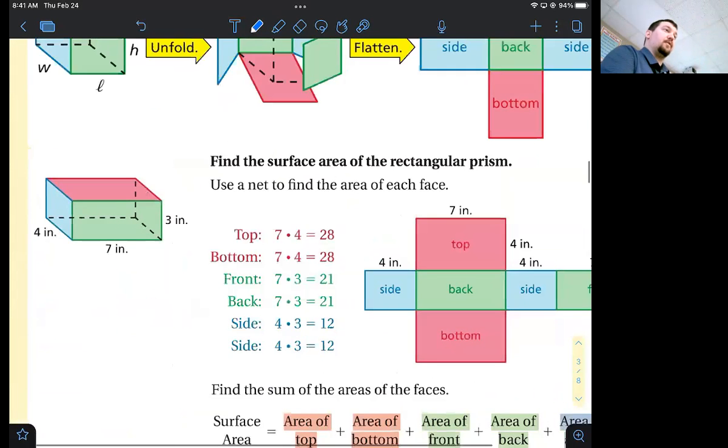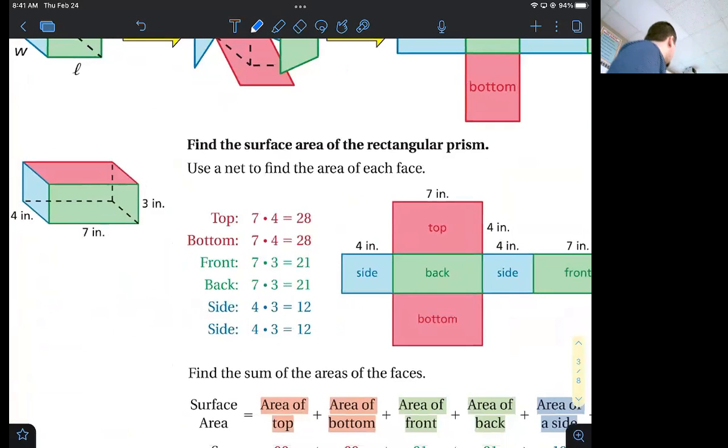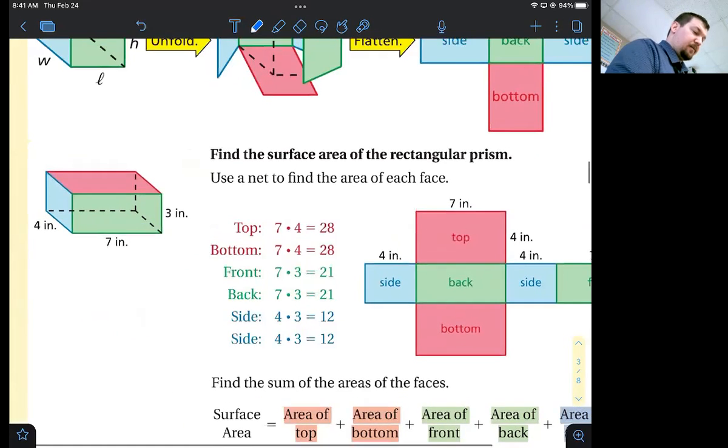But I don't have to unfold it to do the surface area. If I know that the top side is 4 by 7, and 4 times 7 is 28, I can then double that because the bottom side is going to be the same. If I know the front side is 7 by 3, that's 21, I can double that to get 42 because the back side is going to be the same. And then for the right side, left side, 4 by 3 is 12, double that, and you've got the area of the right side as well.